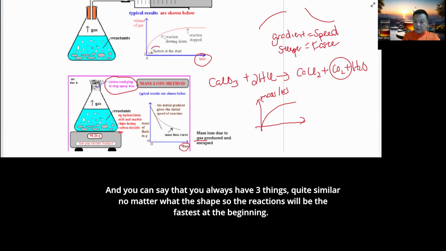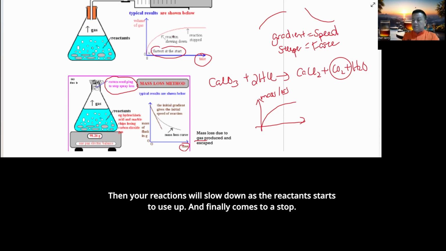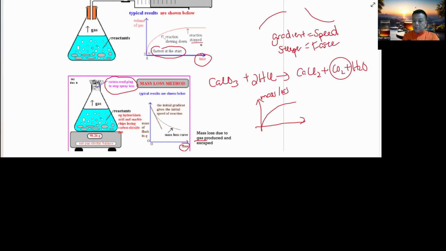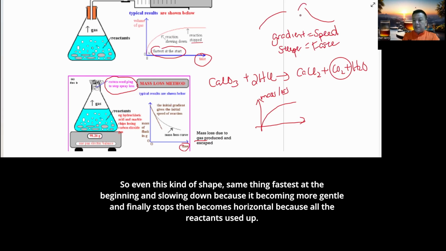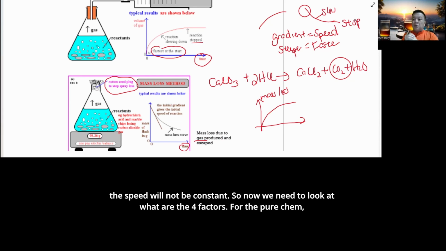So the reaction will be the fastest at the beginning, right? Steepest at the beginning because you have the maximum reactant. Then your reaction will start to slow down as the reactant starts to use up and finally come to a stop, right? So even with this kind of shape, same thing, fastest at the beginning and then slowing down, becoming more gentle and then finally stopping when it becomes horizontal because all the reactants are used up. Right, these are the general three points that we can see in any graph. All right, and definitely in nature, the speed would not be constant.